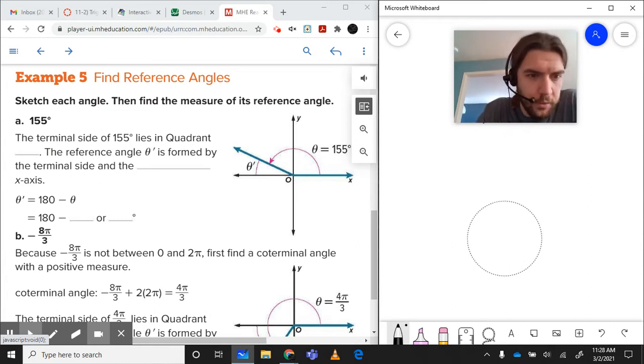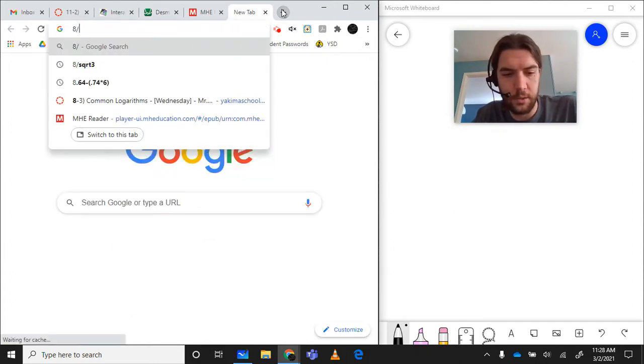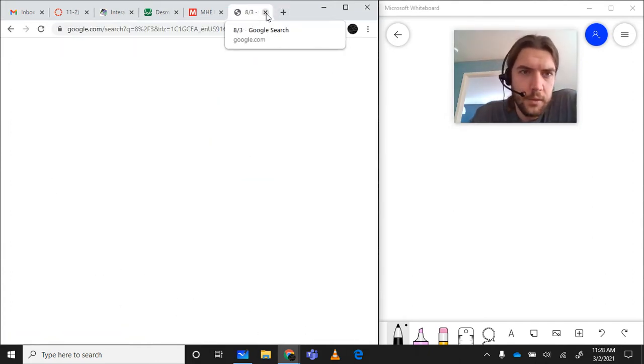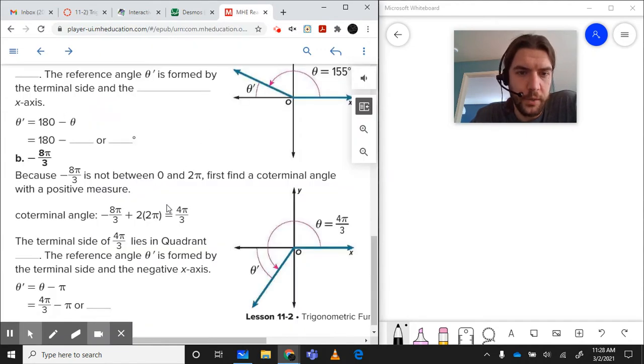like for example, in example number 2, or example B here, we have negative 8 pi over 3. Because negative 8 pi over 3 is not between 0 and 2 pi, first find a coterminal angle. So what is 8 over 3? 8 over 3 is 2.6, and there's only 2 pi radians, so we have 2.6 pi radians right now. So that's what they're saying, that we're going all the way around and a little bit more.